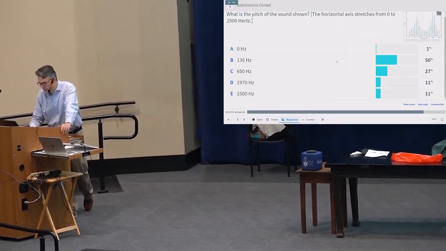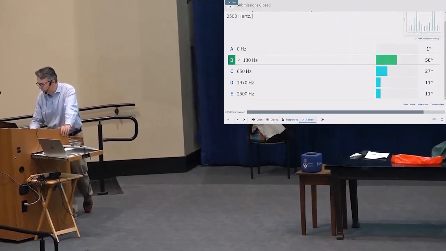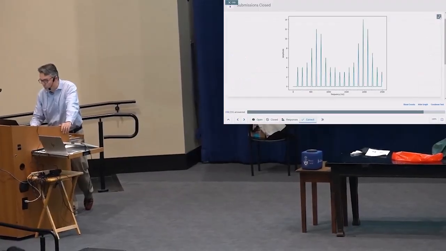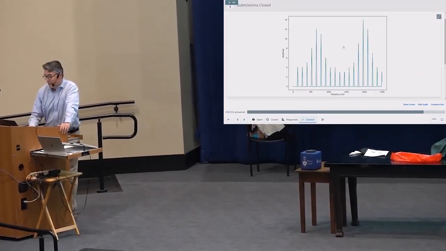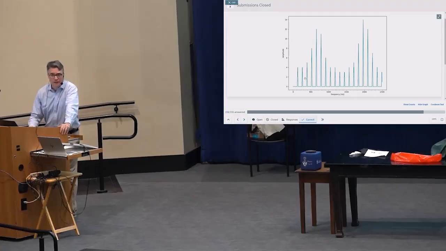So 50% of you were saying 130 hertz. That's the idea, that F1 is the fundamental frequency. Even some of these higher harmonics have a higher amplitude than the fundamental, in the case of the human voice, but they are all integer multiples of the fundamental, and so our ear perceives that as having the same pitch, the pitch of the lowest of these harmonics.